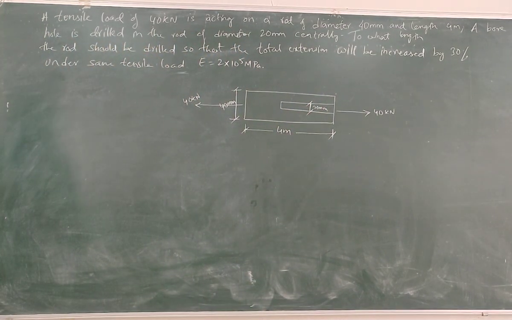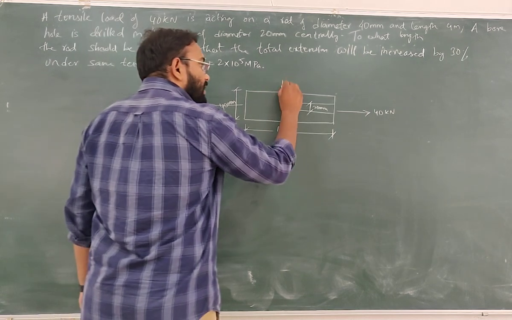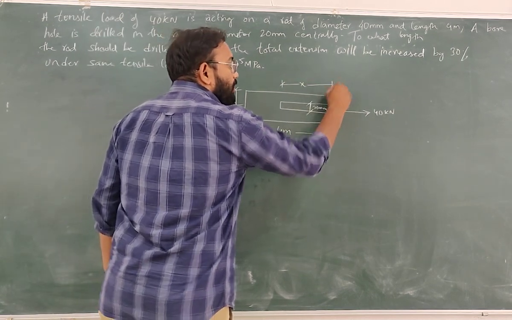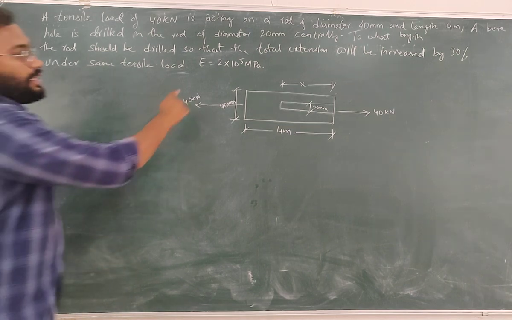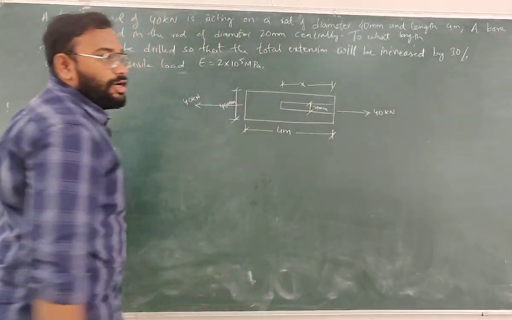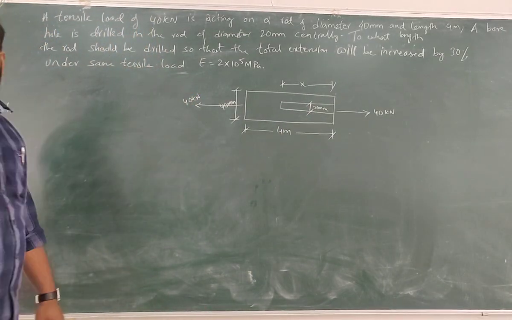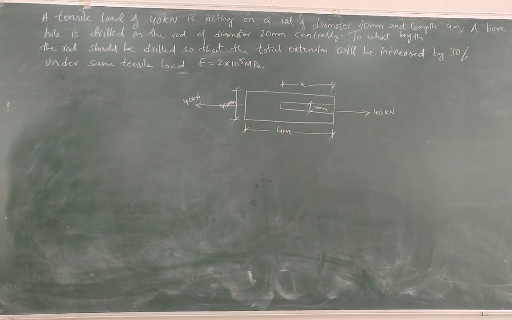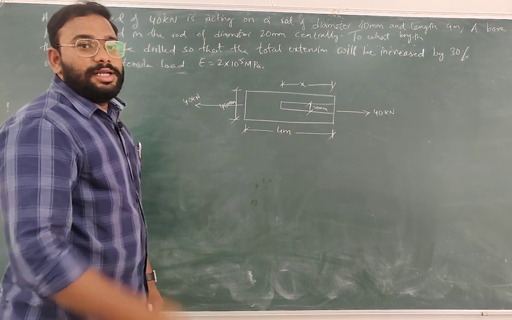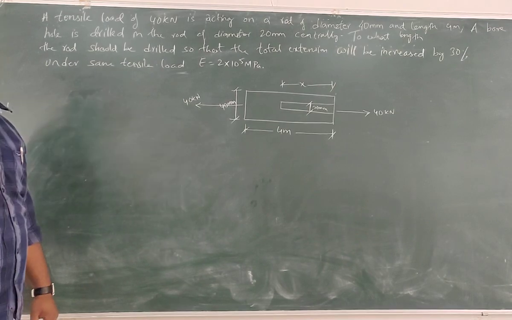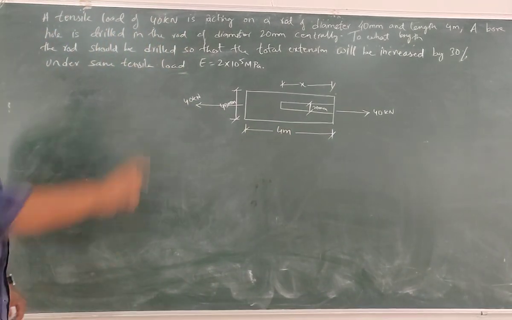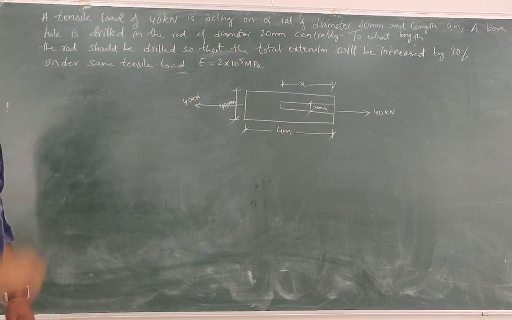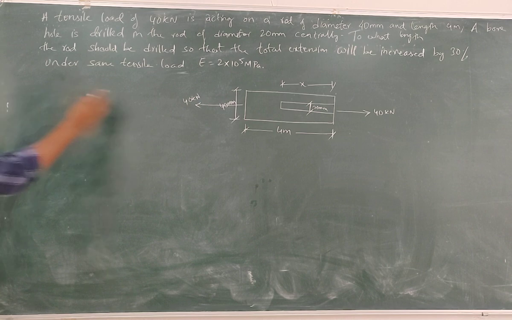Now what it is saying is that you need to calculate the length of this borehole so that the total extension of this drilled rod is increased by 30%. Compared to which rod? Solid rod. After drilling a borehole, the total extension of this drilled rod is increased by 30% when compared with the solid rod.